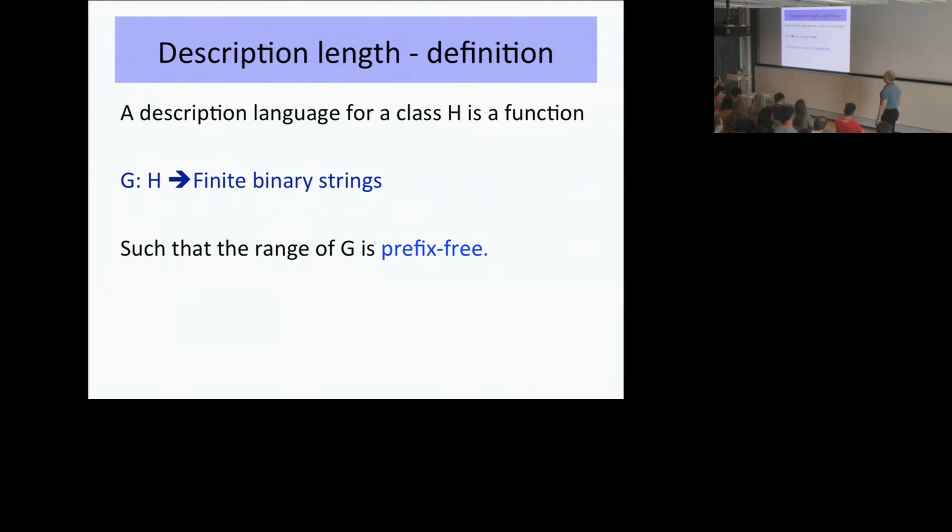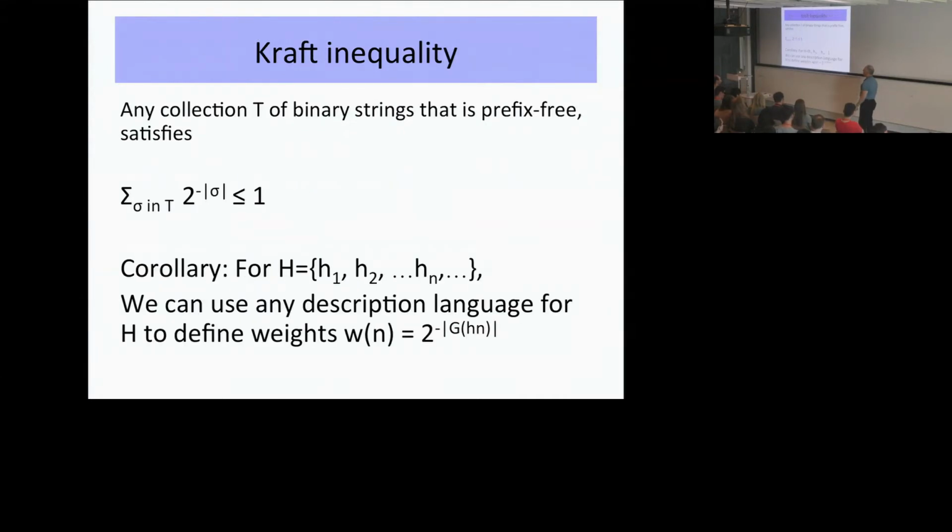Okay? And now it turns out that if I have such a collection of strings which is prefix-free, I have what is called Kraft's inequality. What is Kraft's inequality? It says that if I have a collection T of binary strings such that none of them is an initial segment of another, it's prefix-free, then the sum of 2 to the minus the length of sigma is at most 1.